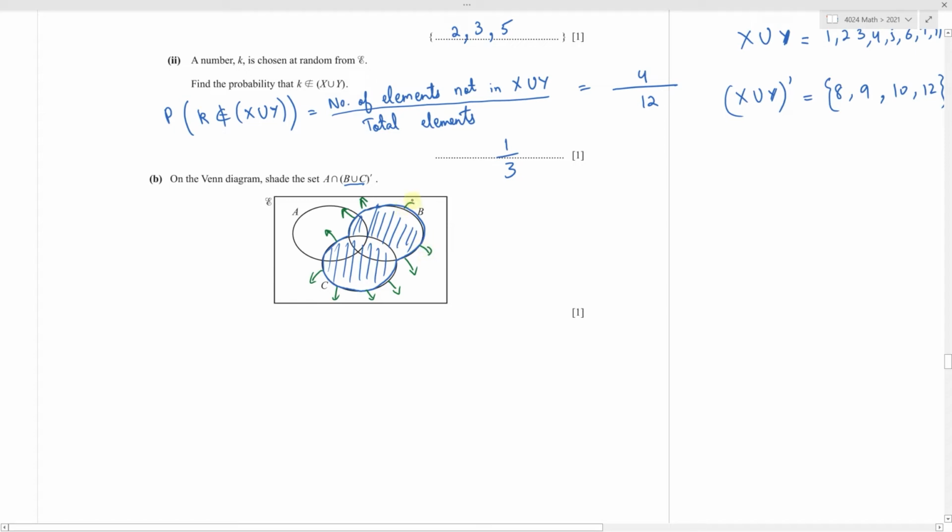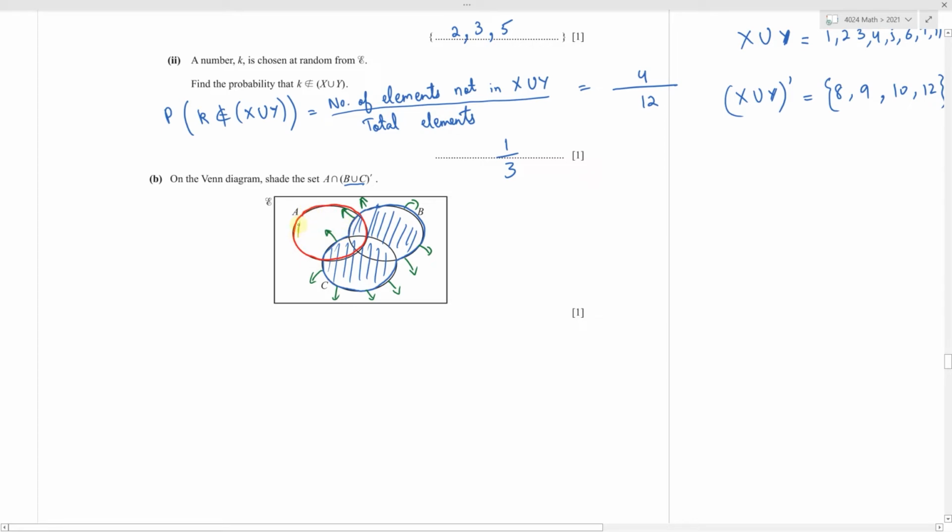Everything outside of this blue region is B union C complement. So that is marked by these green arrows. And then you're looking for intersection with A. So what is A? A is this. So what is the overlapping region of? A is red and B union C complement is green. So what is the overlapping region between red and green?